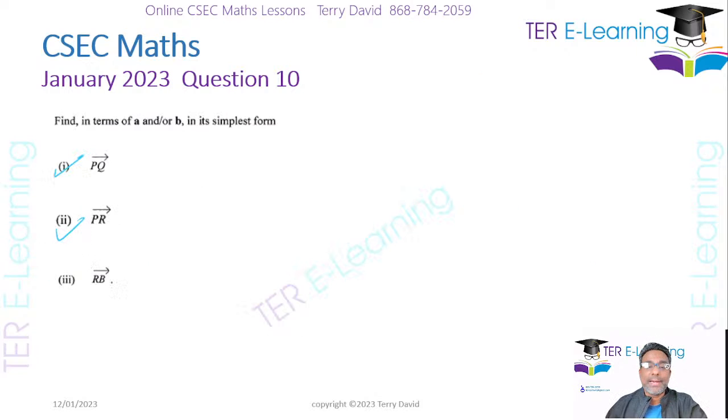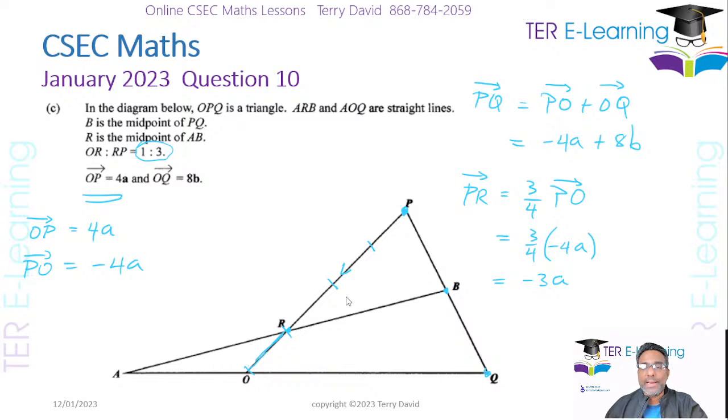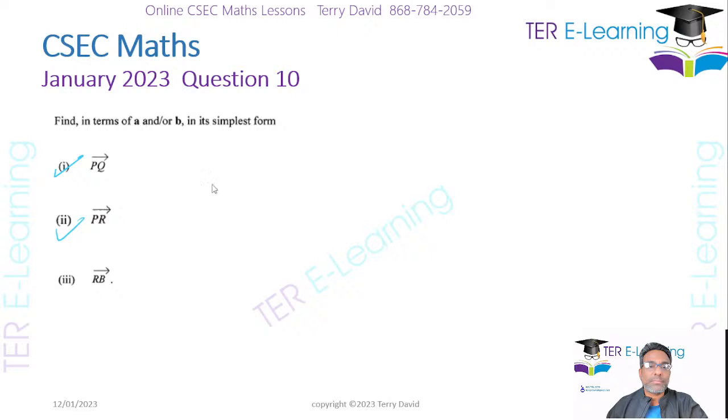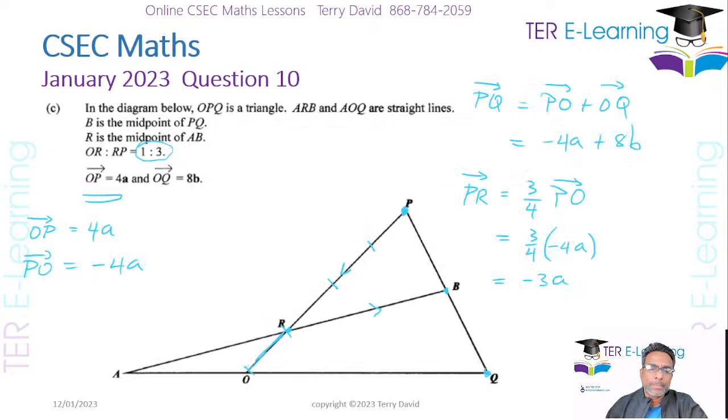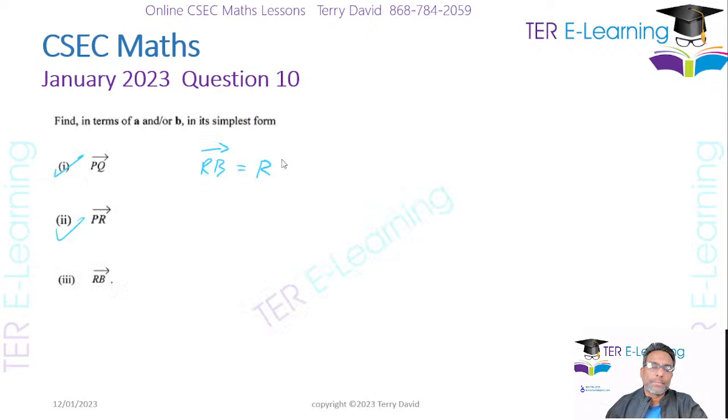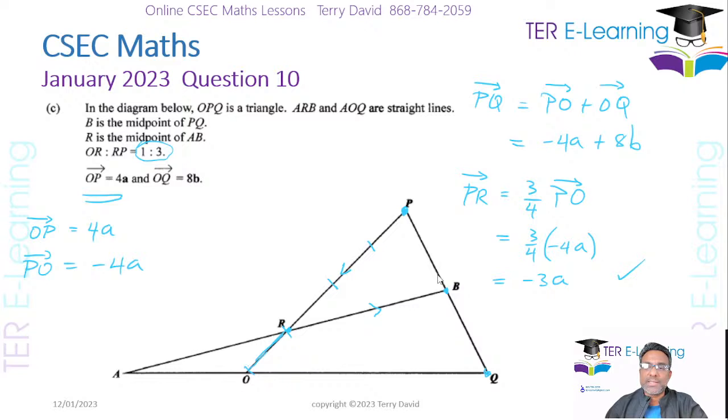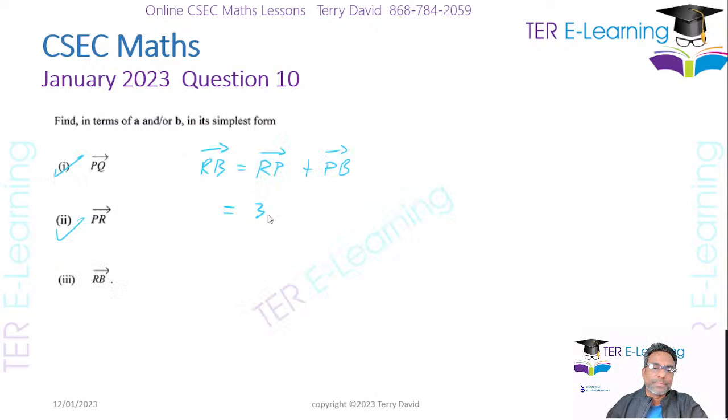And the last thing that we want now is RB. Let's see where RB is. All right, RB is this vector here. If you want to go from R to B, then you can go from R to P, and then P to B. So let me write that out. RB is equal to RP plus PB. Now, what is RP? Well, RP is the reverse of this. RP is actually equal to 3A plus PB.